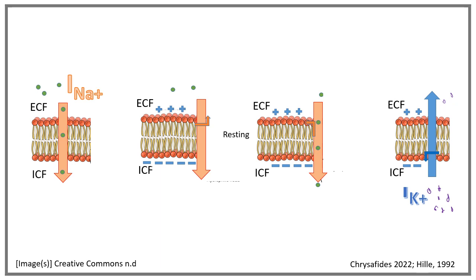Until the membrane potential reaches a significantly less negative or positive potential, the activation gate for potassium is closed. But once it gets to about 0 millivolts, then potassium will go down its concentration gradient.